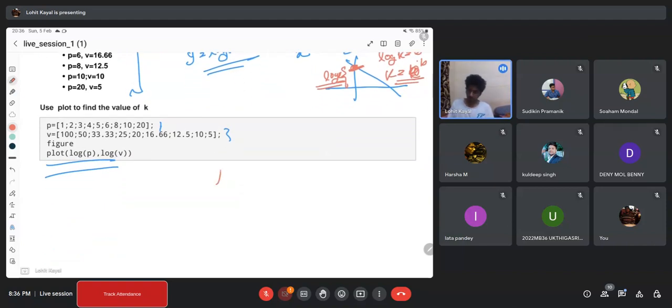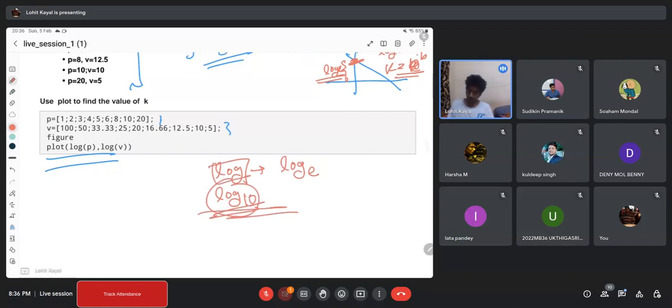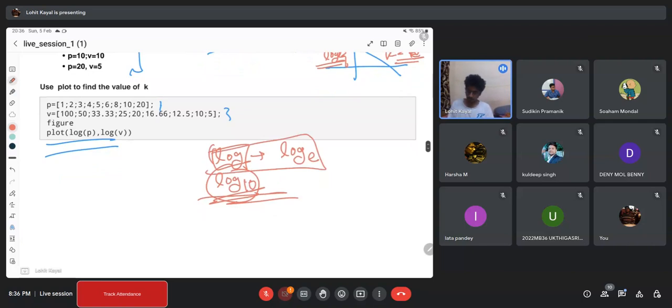Now remember, when you write log in Matlab, it automatically indicates log base e. If you want log base 10, you write log10. But we will mostly work with log base e. This log means log base e.